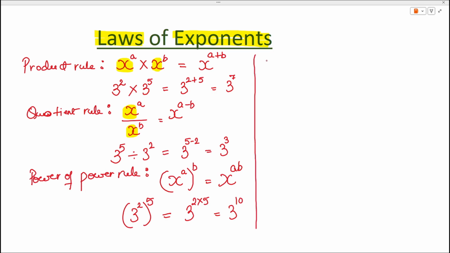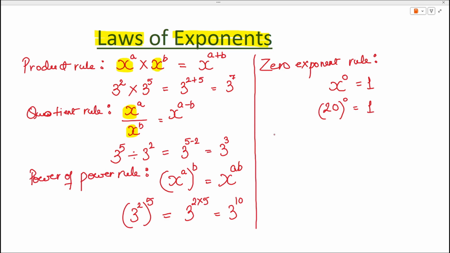There's one more important rule which is called the zero exponent rule. As per this rule, any number raised to the exponent 0 is always equal to 1. So if I write 20 raised to the exponent 0, it will be equal to 1.